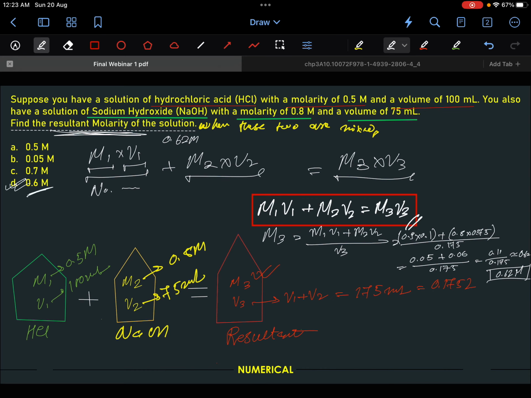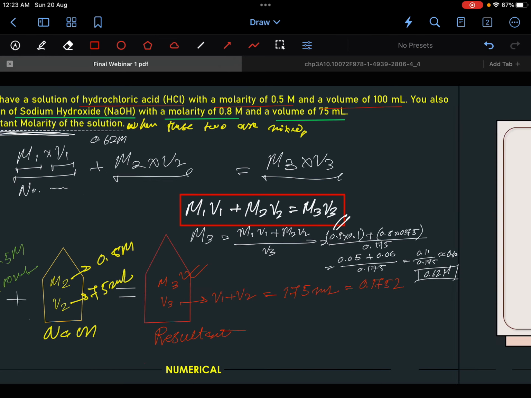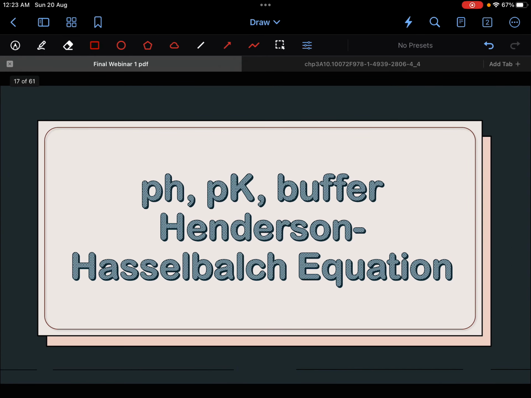So this is the answer. Okay, I think this part is clear. Now let's dive into the pH, pK and buffer concepts, that is the Henderson-Hasselbalch equation. Okay, so let's start.